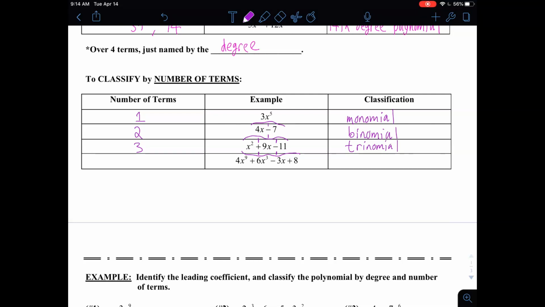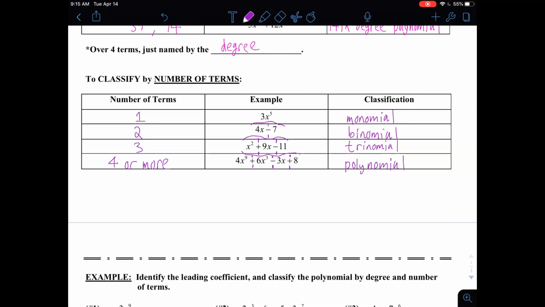And then down here we have the addition and subtraction symbols. Okay, how many terms do we have in the bottom there? We have 4x to the 9th, 6x to the 3rd, 3x, and 8. How many terms do we have there? We're going to write 4 or more. This is kind of the laziness of mathematicians again. If you have 4 or more terms, you're going to call it a polynomial. Technically, these are all polynomials, but it's just called a polynomial with 4 or more terms, okay?